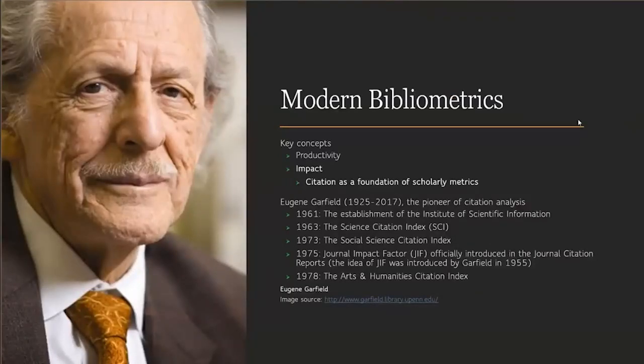Eugene Garfield came up with how we typically measure information today. The key concepts, what we take away from this, is that what we're saying is important is productivity and impact. And the way we're measuring impact is citation as a foundation of scholarly metrics.